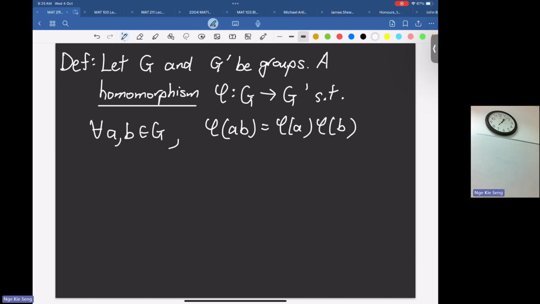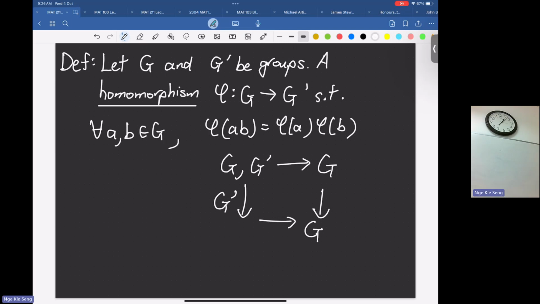How should you think of this equation? You should think of this as a commutative diagram. So how should you think of this commutative diagram? You have a G to G prime. You start with G and G prime. And then you have G, and then you have a G prime. And then you want to combine G and G prime.